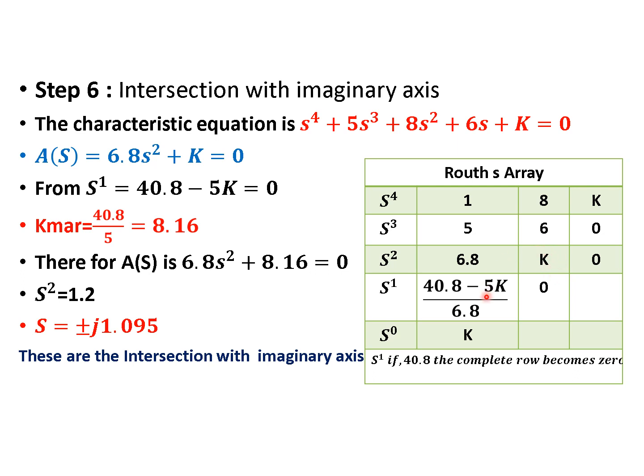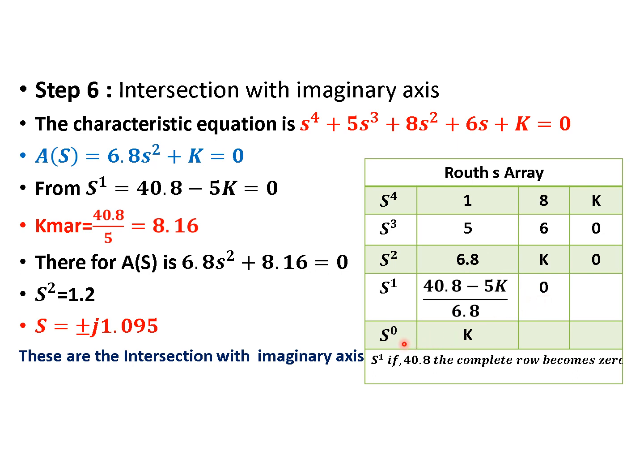For the next row, it is 6.8 into 6, which is 40.8, minus 5 into k divided by the same value, that is 6.8. For this value to be obtained, we multiply 6.8 into 0 minus 5 into 0 divided by 6.8. The answer we get is 0 only.